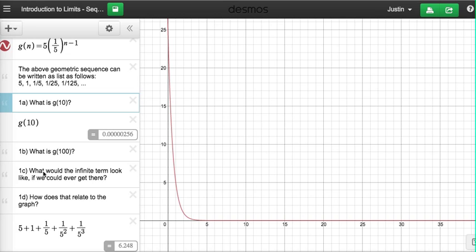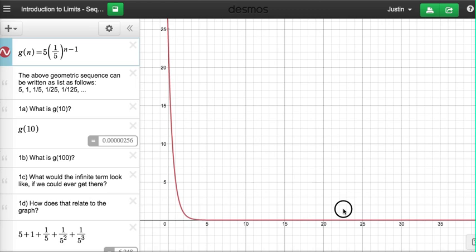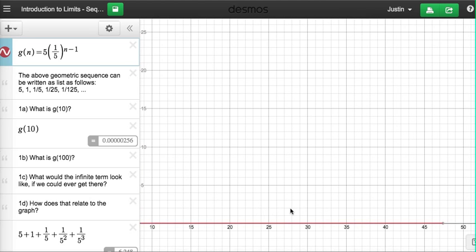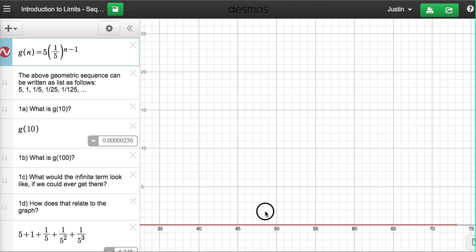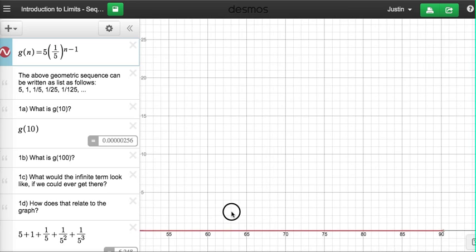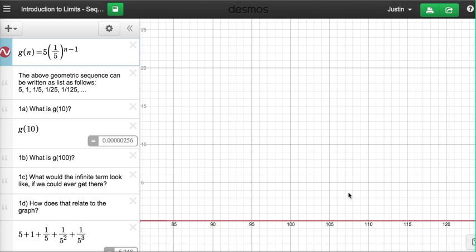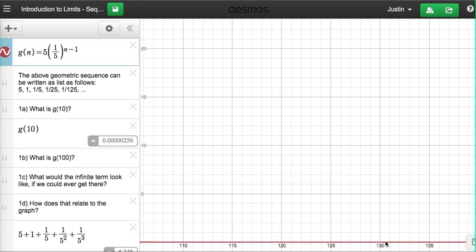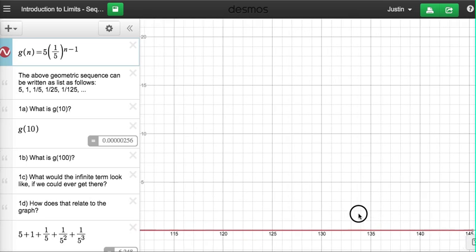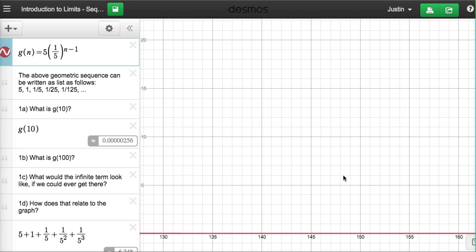And then I asked this question, what would the infinite term look like if we could ever get there? And if you think about it, what we want to do is kind of imagine this graph, and we're at 40 right now, now we're at 60, and we're trying to get to infinity, because we want to know at the very end, at the end of all things, what would this number be, this y value, this function value? So that's what we're trying to find out.